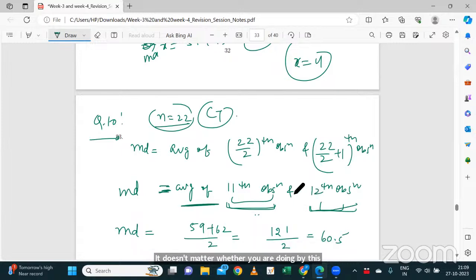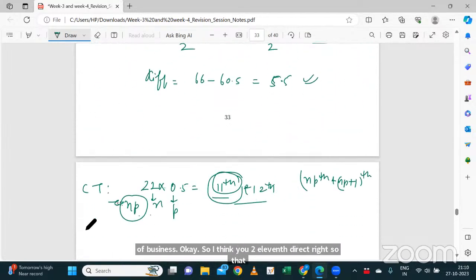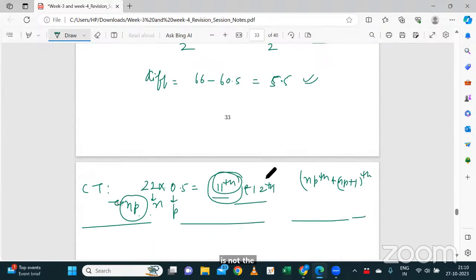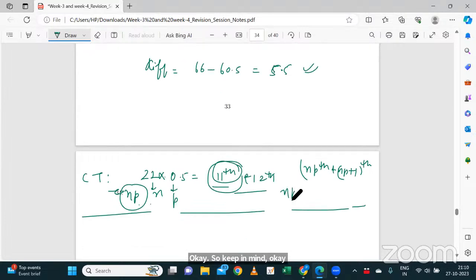So I think you took the 11th directly, right? That is not the case. Keep in mind, you can take the 11th when your value of np comes out in decimal, let's say 10.3. Then you have to take the next integer. Clear? Yes, sir.